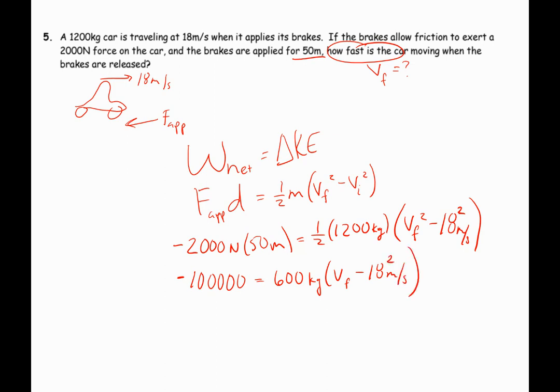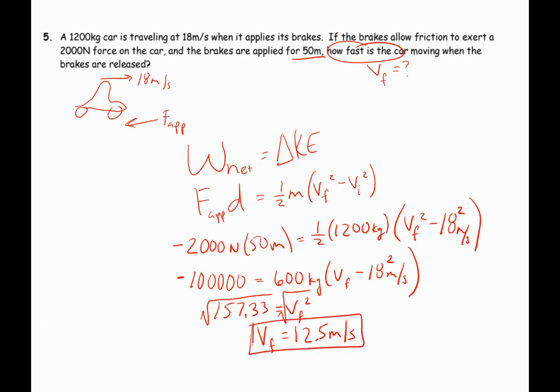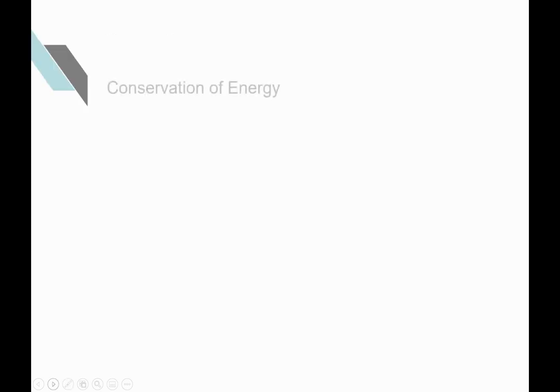When I calculate that out, I end up getting 157.33 is equal to my V final squared. When I take the square root of both sides, I find that the V final of my car is 12.5 meters per second. The reason that makes sense is because your velocity is getting slower. Your car is slowing down because the force is being applied against the car.